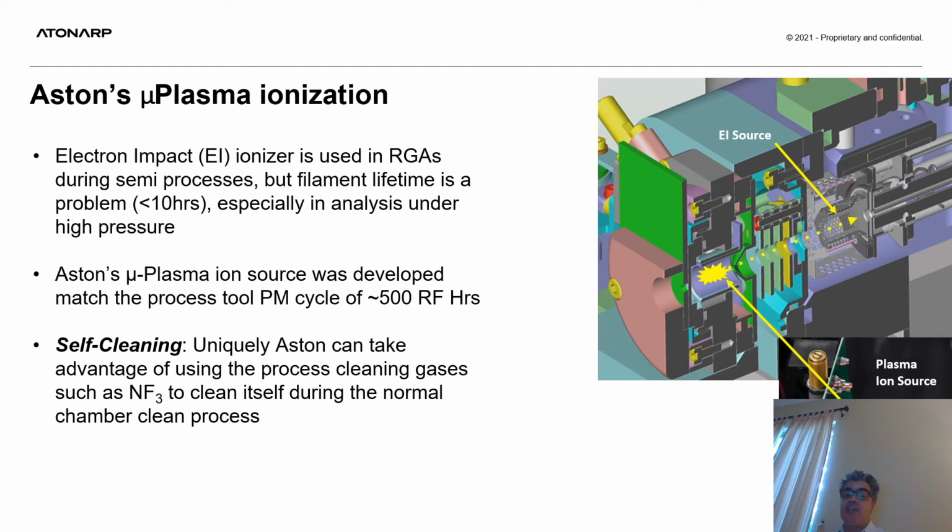ASTON features a dual ionization scheme: standard electron impact for chamber baselining and fingerprinting at low pressures, and a patented microplasma ionizer for process pressures. ASTON's microplasma ion source was developed to match the process tool PM cycles of over 500 RF hours. The microplasma offers a self-cleaning feature that takes advantage of process cleaning gases such as NF3 to clean itself. Self-cleaning is programmed to occur concurrently with process chamber clean cycles at user settable frequencies.